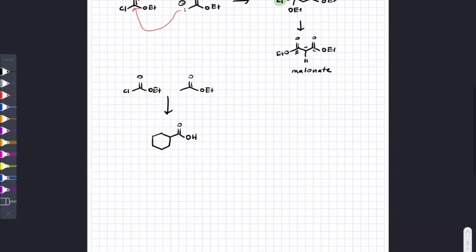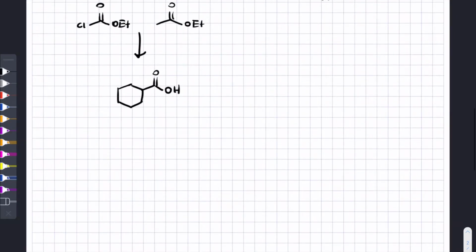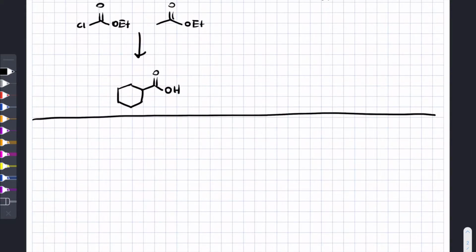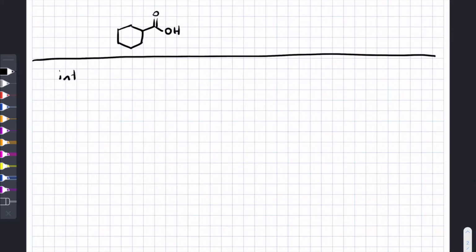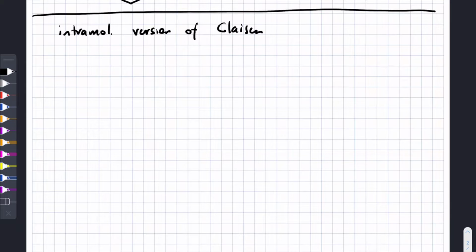As with the aldol reaction, we can do the intramolecular version of the Claisen. Your text gives this a name, the Dieckmann condensation. We won't worry about that name.